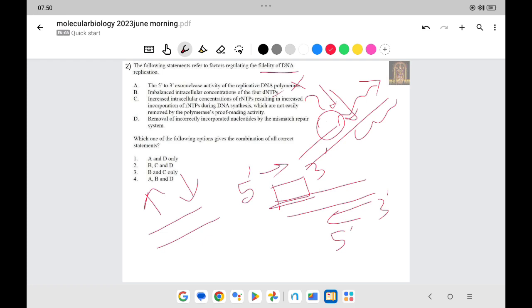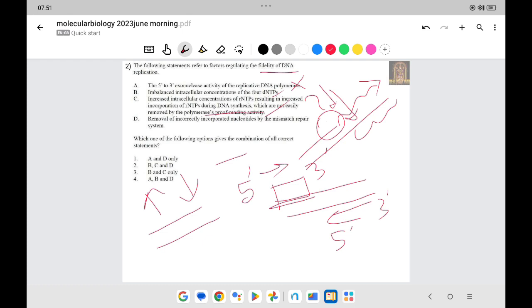The next one is the increased intracellular concentration of rNTPs. Also, increased concentration of rNTPs can be a factor to force the DNA polymerase to incorporate rNTPs instead of dNTPs. So, although the ribonucleotide excision repair pathway is possible, it has no relation with the proofreading activity of DNA polymerase. So, this statement is totally true.